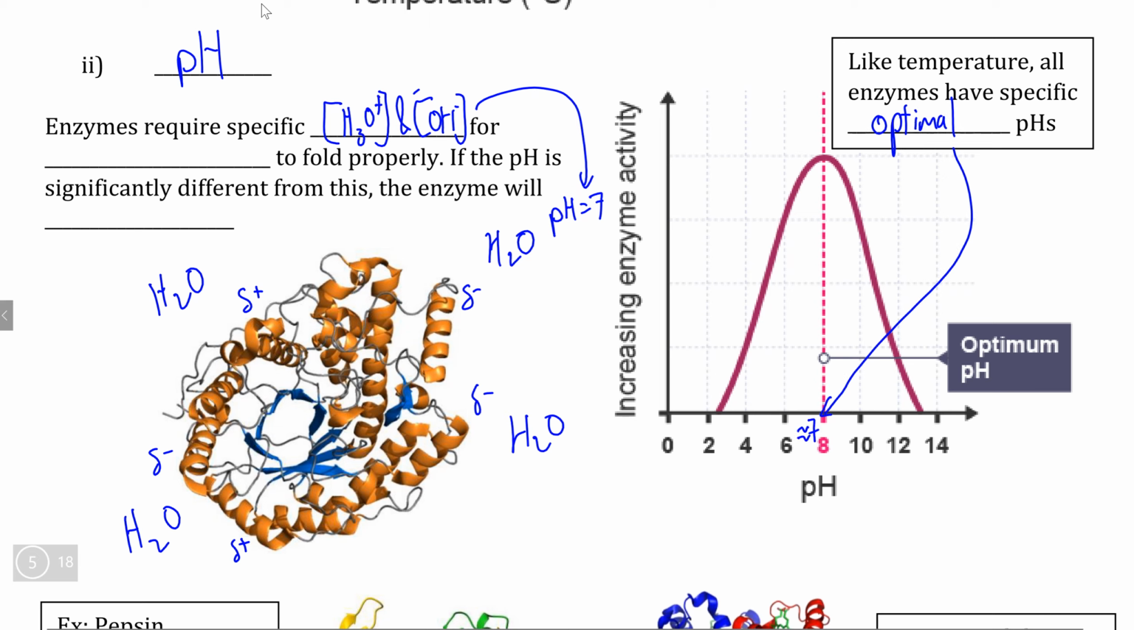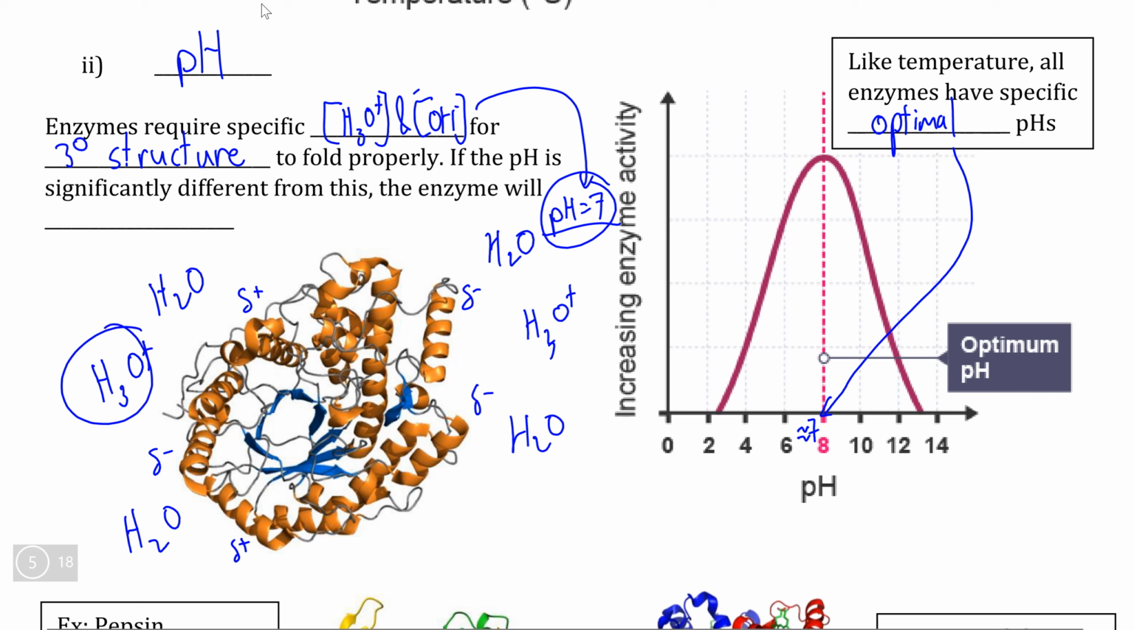It's actually a little bit higher than 7, because there are a number of environments in the body that are just slightly basic. Now, if this enzyme does not exist in a solution that matches its optimal pH, which means either the concentration of hydronium or the concentration of hydroxide is different than its optimal pH, this is going to completely change the way that the enzyme folds, specifically the way that the enzyme's tertiary structures fold, because tertiary structure is determined by the placement of R groups.